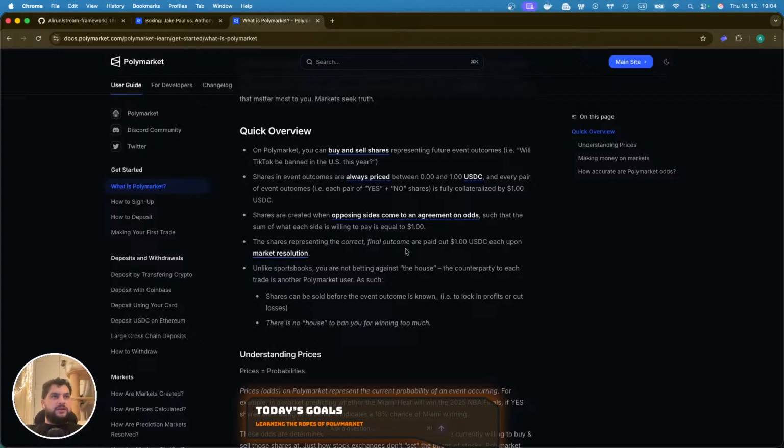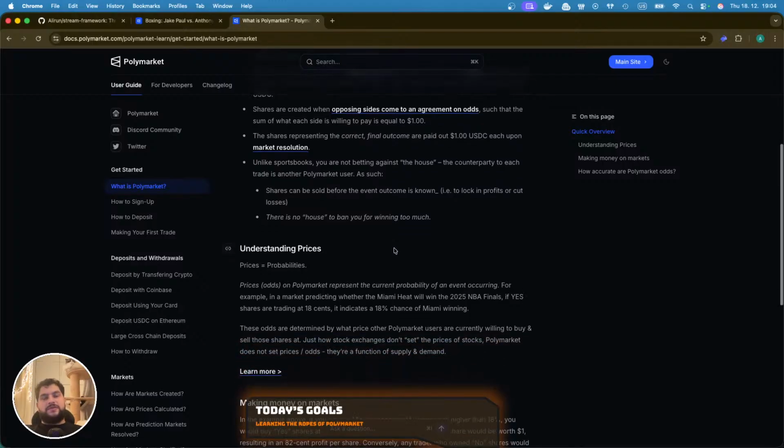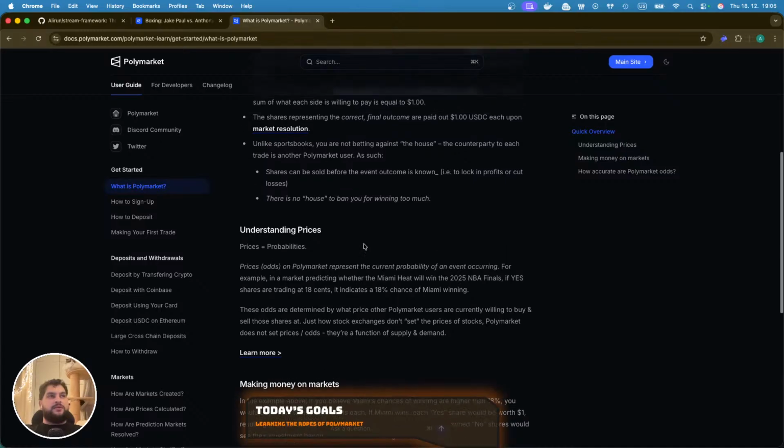Shares representing the correct final outcome are paid out $1 each upon market resolution. Unlike sportsbooks, you are not betting against the house. Counterparty to each trade is another Polymarket user. As such, shares can be sold before the event outcome is known. There is no house to ban you for winning too much. Yeah, this is what I've heard from many people. The biggest pro basically of Polymarket against any other prediction markets, I mean betting platforms, because they just ban users who win. That's what I've heard. Never used them, but this is what some players were telling me, that they were getting banned all the time.